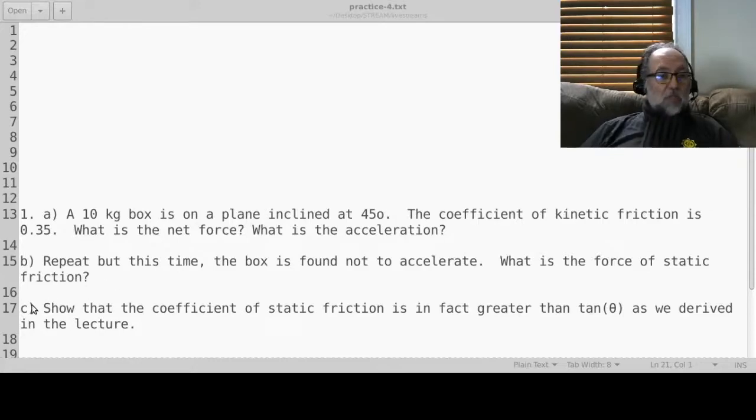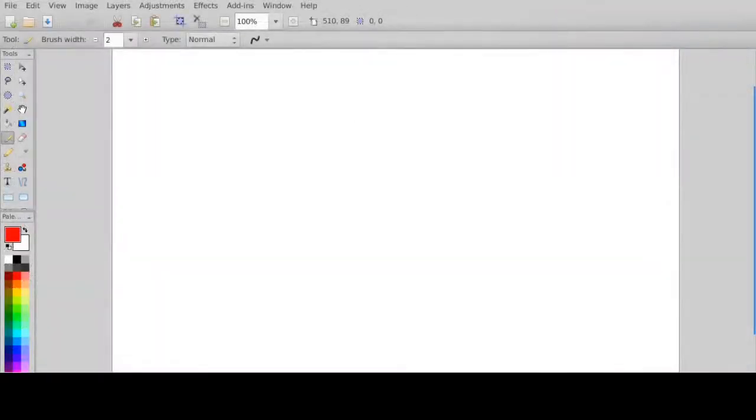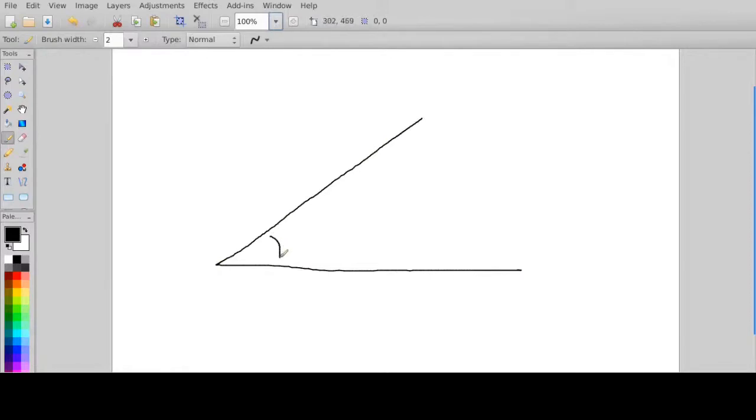Okay, so let me switch to my other whiteboard here, and let me start drawing. So we have a plane, so it's inclined at 45 degrees like this. All right, so that angle in there is 45 degrees, and there's a box on it like this. And there we go. Okay, and that's what you would physically see.